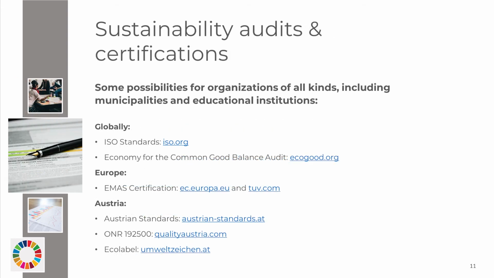What are sustainability audits and certifications? There's many of them. Globally, you could look into the ISO standards. There's many of them that relate to sustainability, and others. And then there's the Economy for the Common Good balance audit that you could use. In Europe in particular, we have the EMAS certification. And in Austria, we have particular standards that we are supposed to follow. For instance, we have the ONR 192-500 that relates to corporate social responsibility, and the eco-label that we can also use. So these certifications we can use to keep on track.